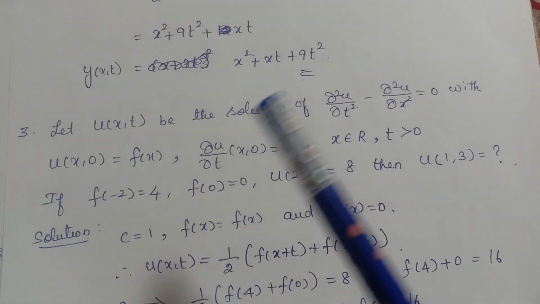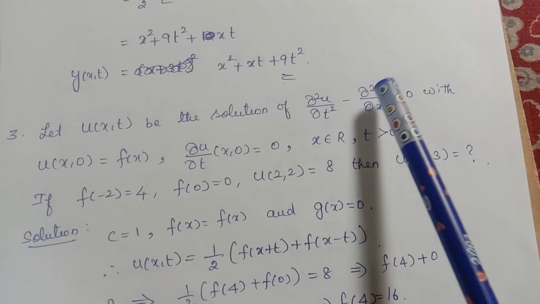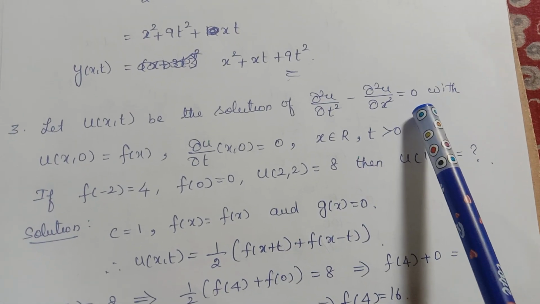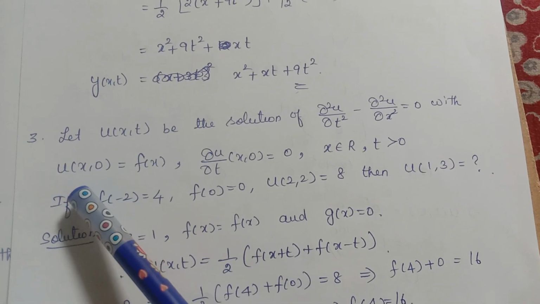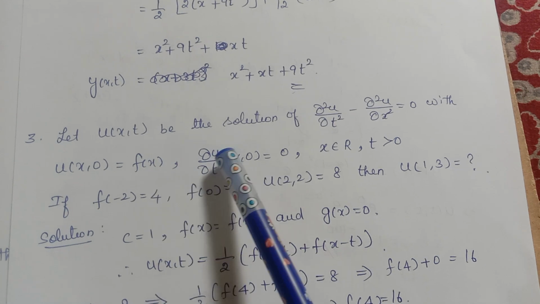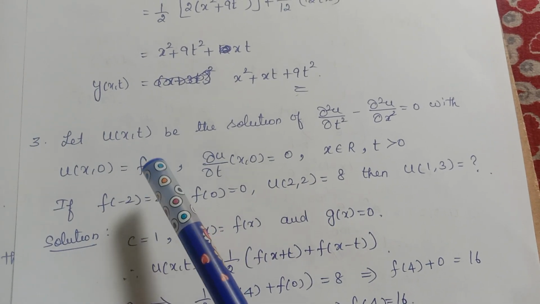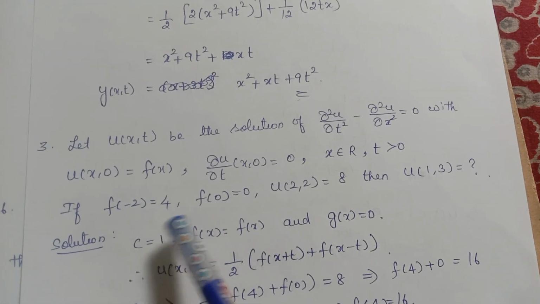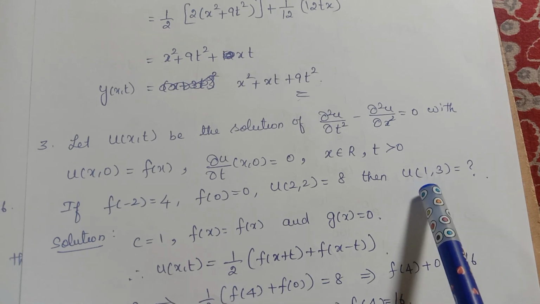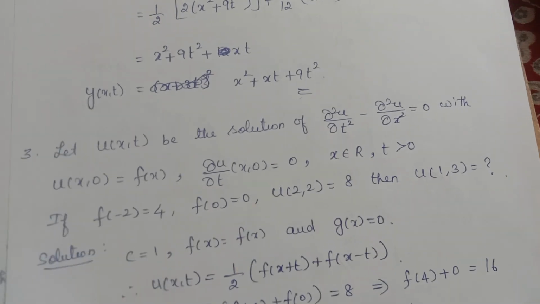Okay, next problem. Let u of x comma t be the solution of del square u by del t square minus del square u by del x square equal to 0. Again the same wave equation with c equal to 1, and the initial conditions are given. u of x comma 0 equal to f of x and u_t of x comma 0 equal to 0. That is, f of x is f of x only, but g of x is equal to 0. Certain values are given, we have to find u of 1 comma 3. I will come to this one later. First let us find the solution with the initial conditions.